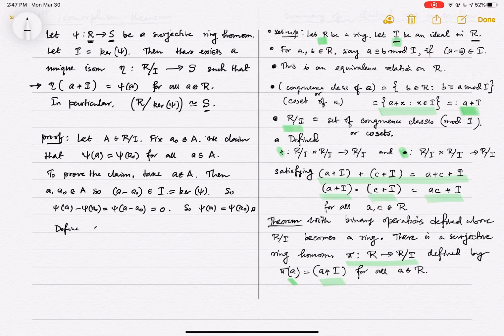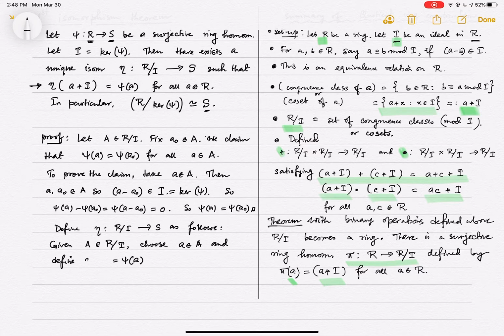Now define eta from R mod I to S as follows. Given some element of R mod I, what would I do? I'll choose an element. Choose a in A and define eta of A to be psi of a. So this little a is an element of the ring, and I can apply psi to it and get an element of S. And the claim we just proved shows that this eta is a well-defined function.